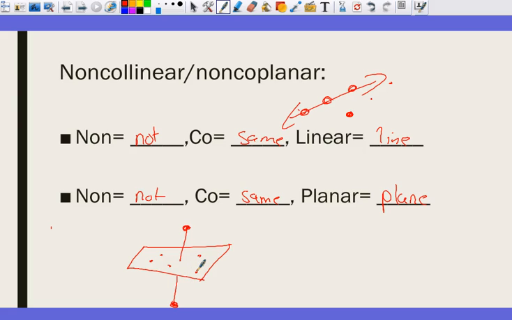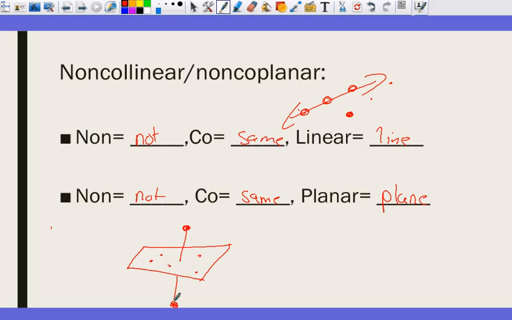Okay. Are all those points on the same plane? Are they all on the same surface? No. We have some that are above and one that's below. Does that make sense? I know it's hard to see there. That's what I'm trying to represent here. This one's above, this one's below.